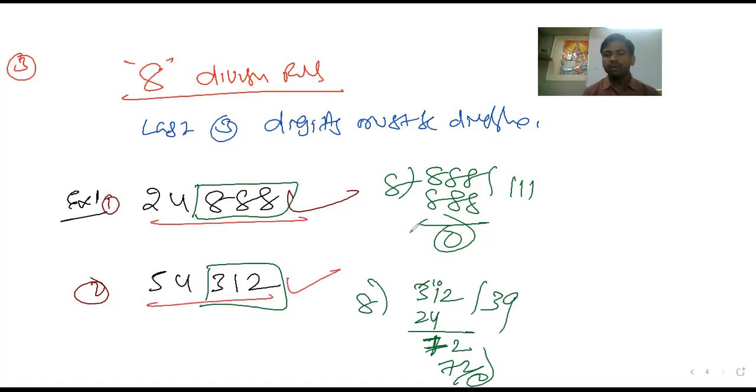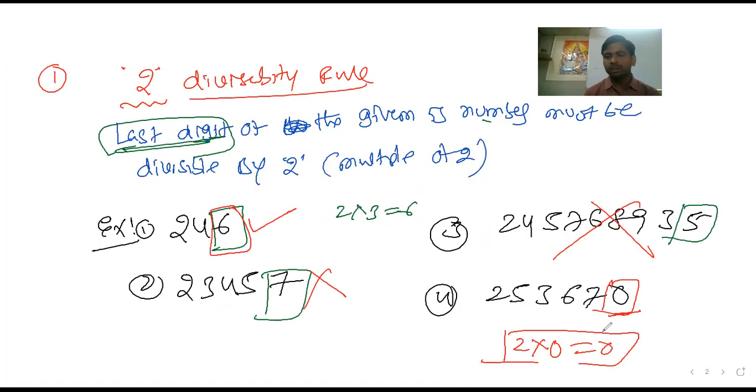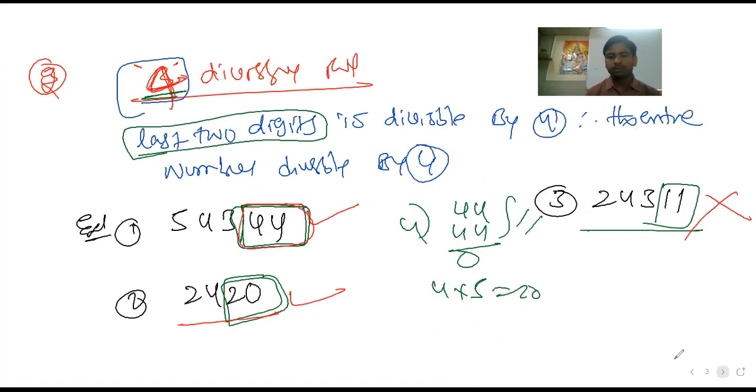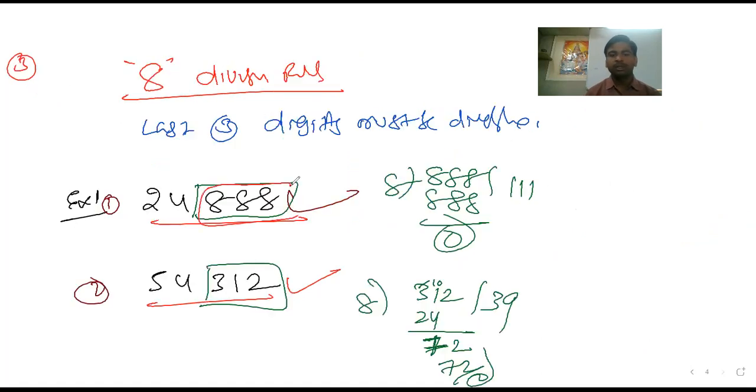Like this, you should check the last 3 digits. Just recall: the divisibility rule of 2 is the last single digit, 4 means the last 2 digits, and 8 means the last 3 digits. Therefore, the entire number is divisible by 8. I hope it's very clear.